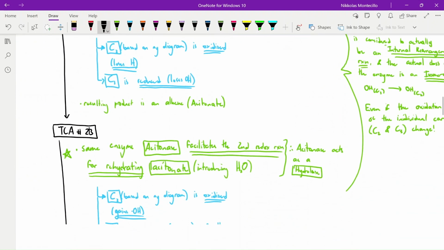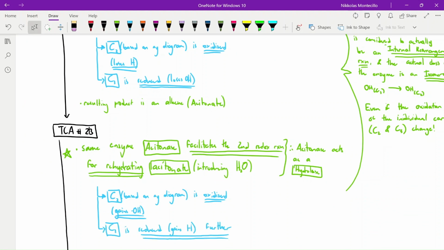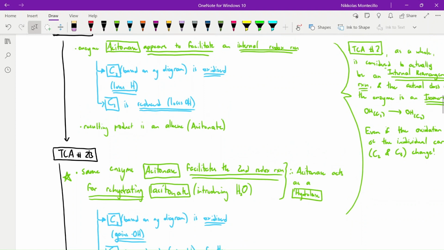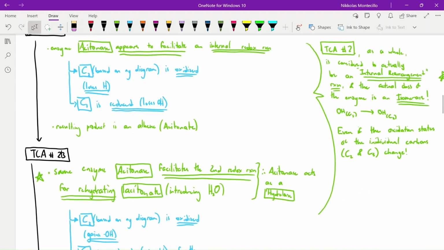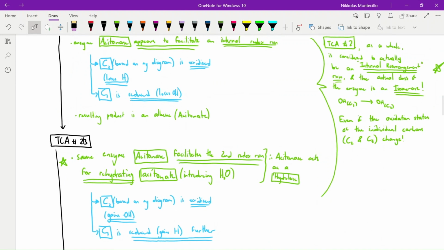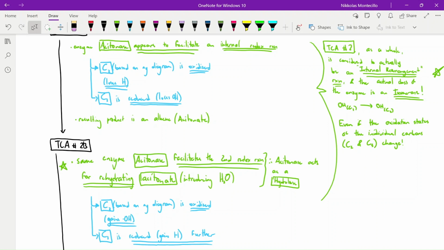In TCA2B, we see that the same enzyme facilitates the second redox reaction for rehydrating aconitate and reintroduces the water molecule, right? So we see here that C2 is oxidized, gaining the OH, and C3 gains the hydrogen atom. So it gains control of 2 more electrons.